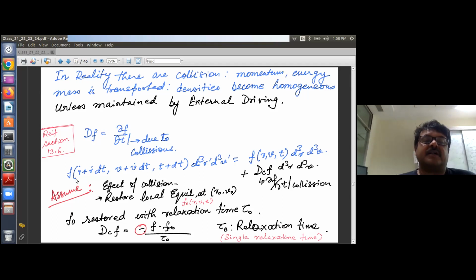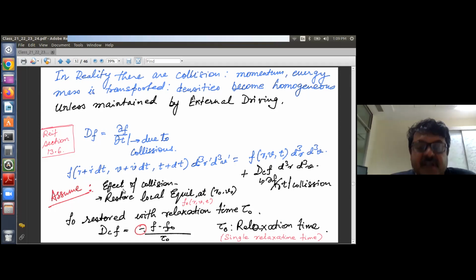So in the presence of collisions, and this is section 13.6, the distribution function at r plus r dot dt, v plus v dot dt, at time t plus dt will be the original distribution function plus a change due to collisions, which we write as df del f del t, an explicit dependence in time which does not depend upon r and v, due to collisions.